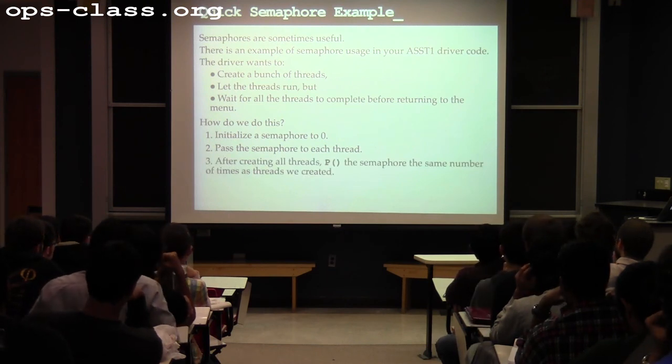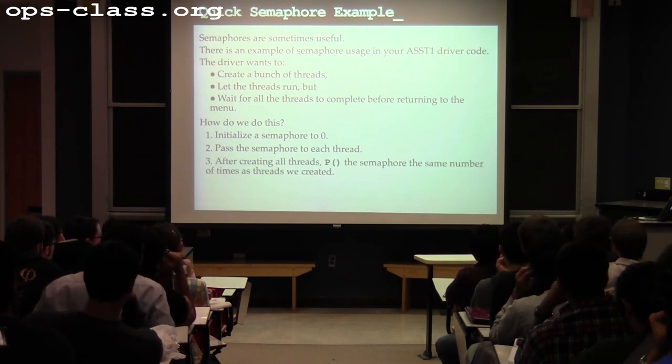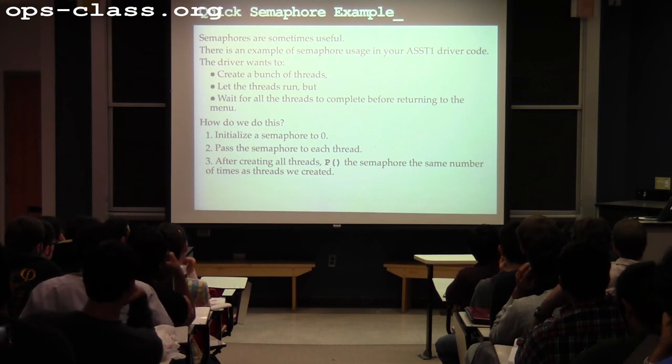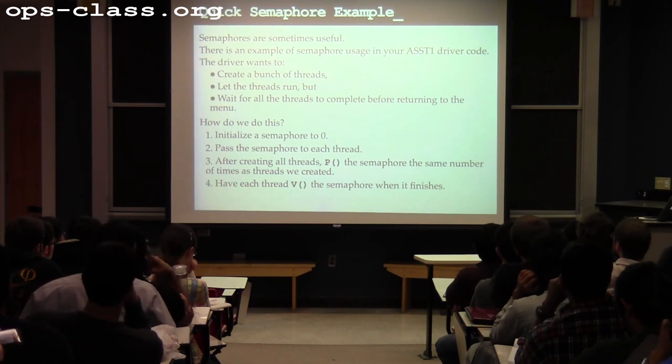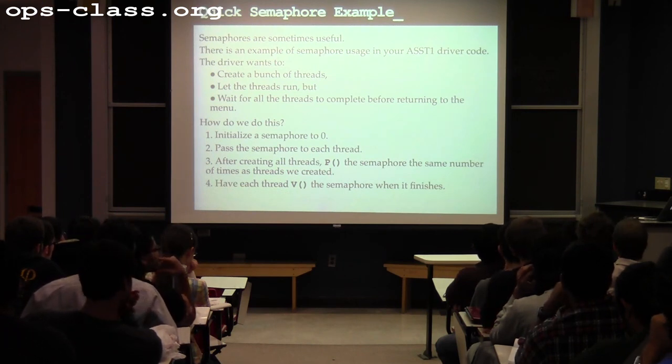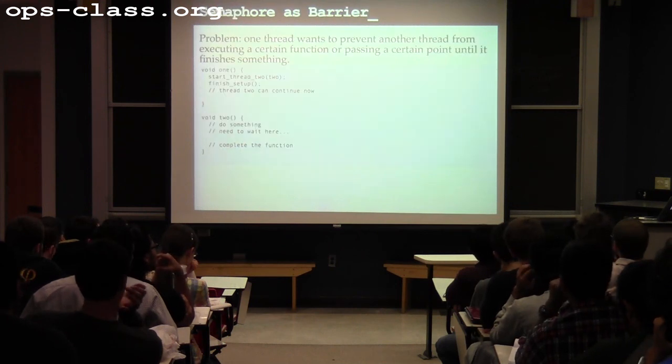After I create all the threads, basically, I go in a loop. I have to know how many threads are out there. And I just P the semaphore as many times as the number of threads I create. When the threads exit, they call V. And you can convince yourselves that every time one of the threads calls V, I get 1 iteration farther in the loop. When all the threads have called V, I can exit out of the loop.